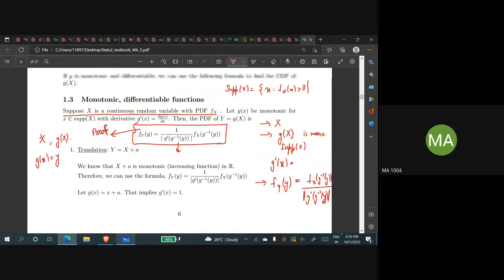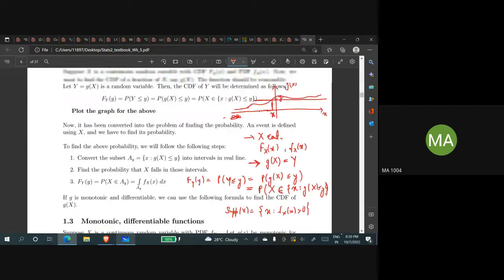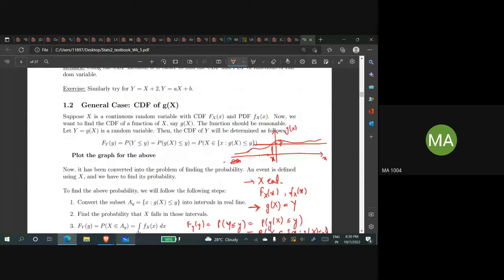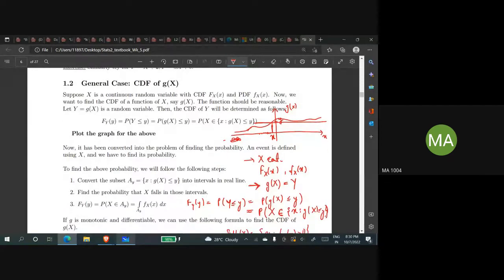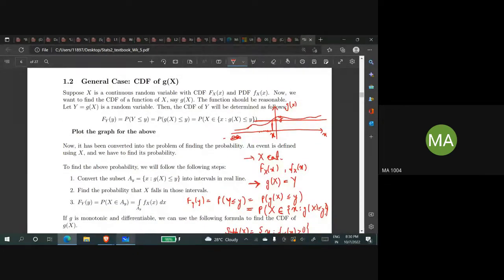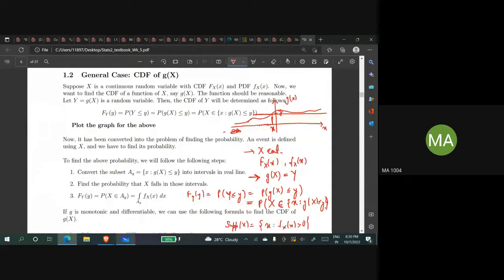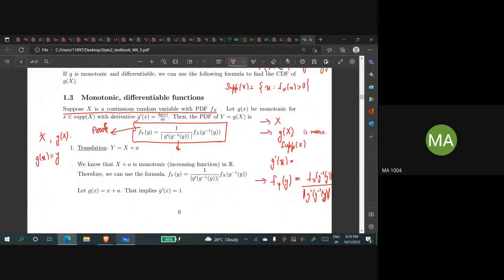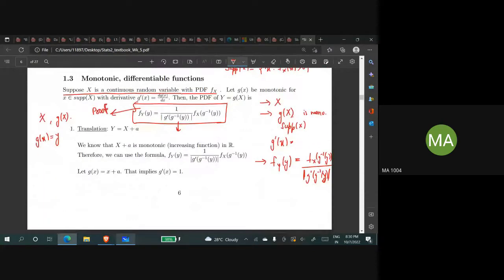All right, so we saw two different methods to find a distribution for a function of a random variable. One general case that works all the time is the CDF approach, and the other is this monotonic differentiable function. If the function of the random variable is monotonic in the support and differentiable, then we can define its PDF in this fashion. Now let's look at a few examples.